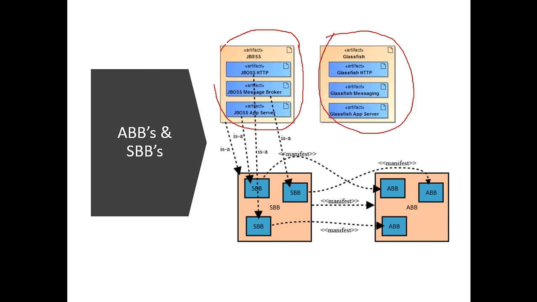Now, these application servers are based upon the specification. What is the specification? The ABB is the specification. Based on the specification, what the SBB manifests is the artifact you are getting, which is the architecture repository you will be forming, right? So that has JBoss HTTP, a message broker, and an app server. What does Glassfish have? It also has Glassfish HTTP, Glassfish messaging, and Glassfish app server. So that is the primary relation between the SBBs and ABBs. That is what you need to remember.